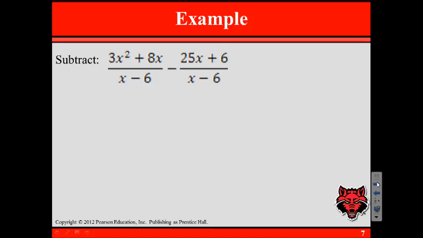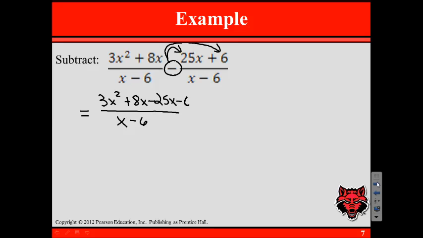Example, here we have (3x squared plus 8x) over (x minus 6) minus (25x plus 6) over (x minus 6). Remember, when we are subtracting a polynomial, as we are with the 25x plus 6, we must distribute that negative sign to both pieces that follow it. Once we do that, because we have common denominators, we write the denominator one time and write the subtracted polynomials in the numerator. 3x squared plus 8x minus 25x minus 6.